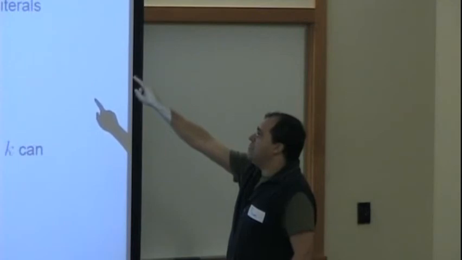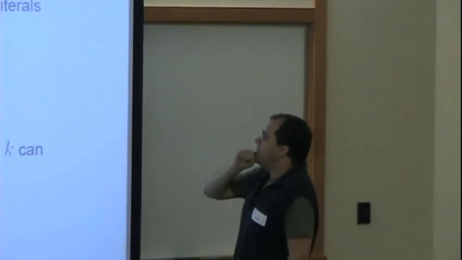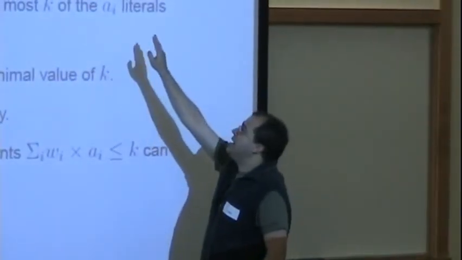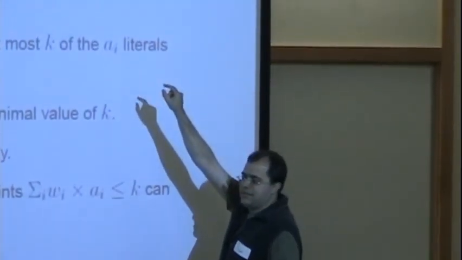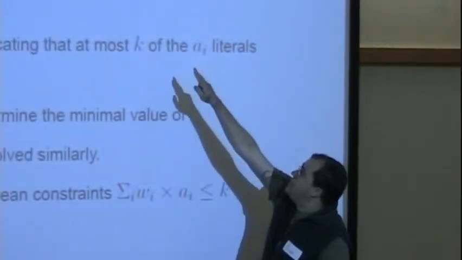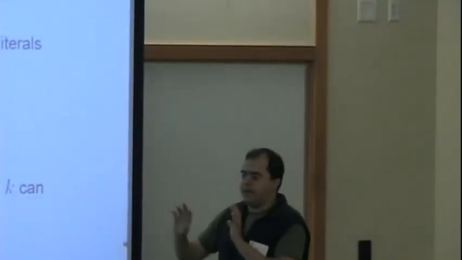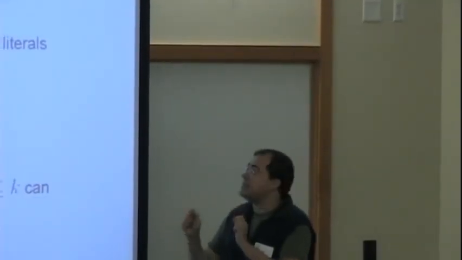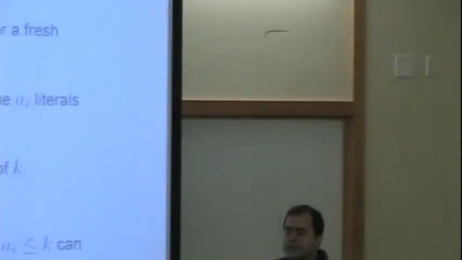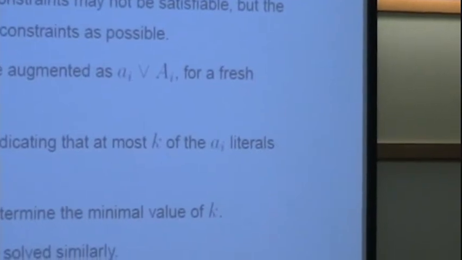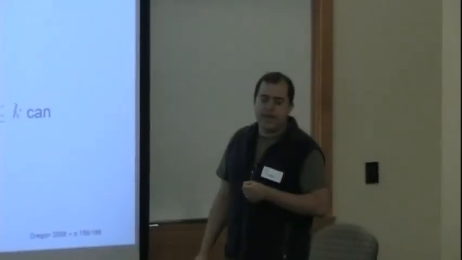A K, that's the number of a_i's assigned to true. The whole point here is that assigning a_i to true is like deleting the big A. If you assign a_i to true, this disjunction is satisfied. Everybody sees that if you assign the little a to true, it's like deleting the big A. If you assign the little a to false, it's like keeping the big A. And so the trick here is to try to minimize the number of little a's that are assigned to true.